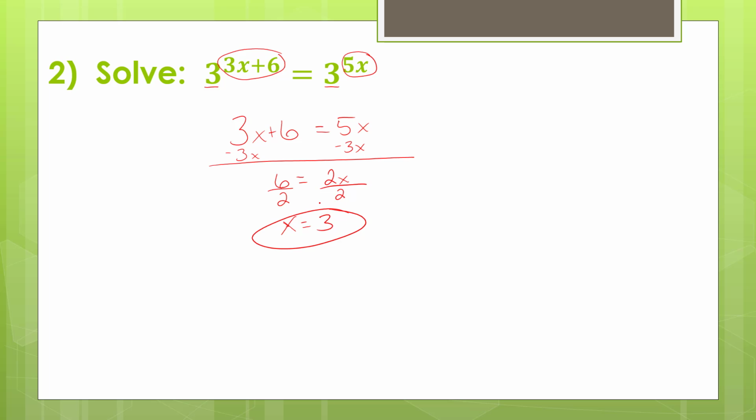Now, you can certainly check your answer if you wish. You could say 3 times 3 is 9, plus 6 is 15, so we end up with 3 to the 15th power. And we plug in x on this side. 3 times 5 is 15, 3 to the 15th power. And it shows, sure enough, 3 to the 15th power is going to be the same thing as 3 to the 15th power.